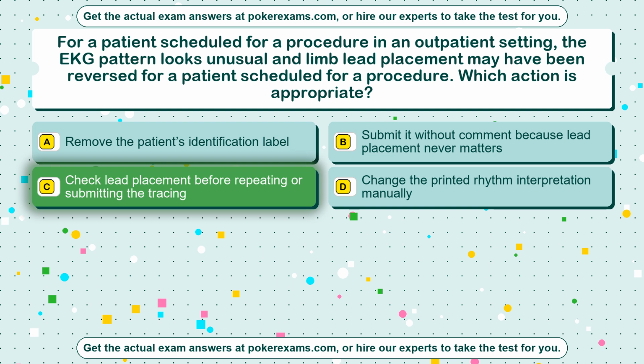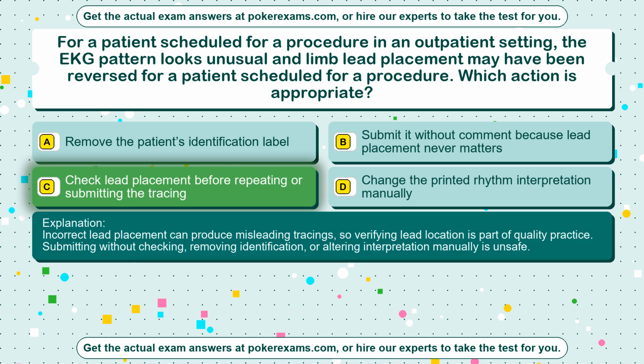The correct answer is option C, check lead placement before repeating or submitting the tracing. Incorrect lead placement can produce misleading tracings, so verifying lead location is part of quality practice. Submitting without checking, removing identification, or altering interpretation manually is unsafe.